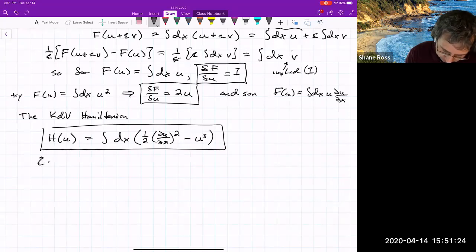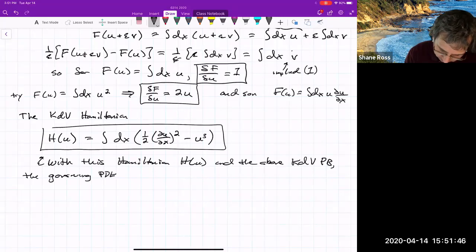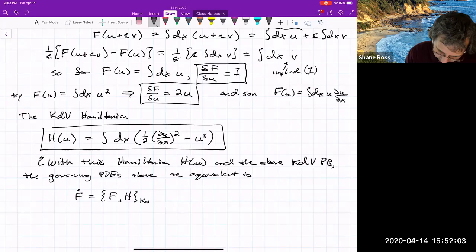But with this Hamiltonian and the above KdV Poisson bracket, the governing PDEs above are equivalent to f dot equals f with h, the KdV Poisson bracket.